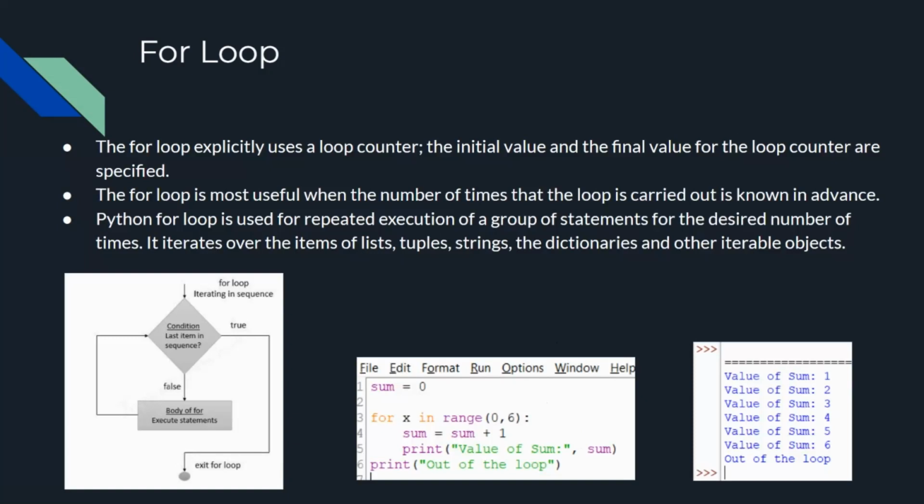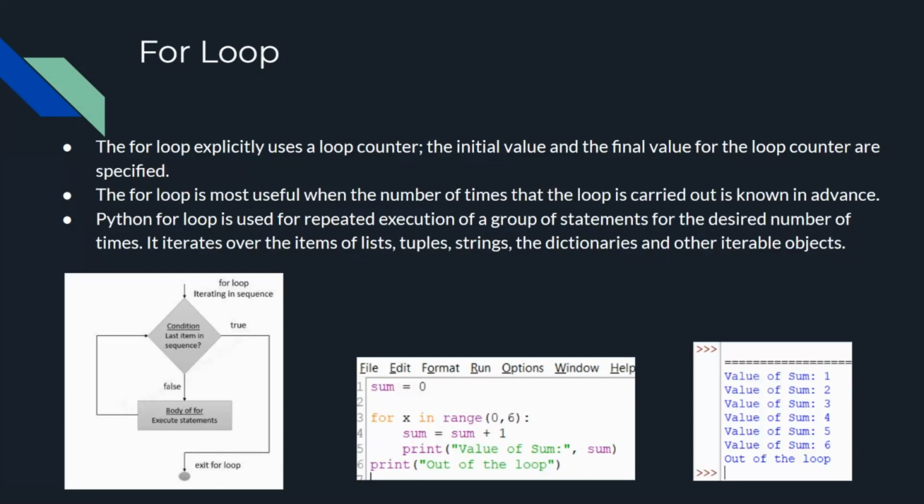Now let's begin. For this Python program, the purpose is to develop a program that performs the Fibonacci sequence using Python's for loop structure. The for loop structure explicitly uses a loop counter. The initial value and the final value of the loop counter are specified. The for loop is the most useful when the number of times that the loop is carried out is known in advance. On every iteration, the loop counter is automatically incremented.